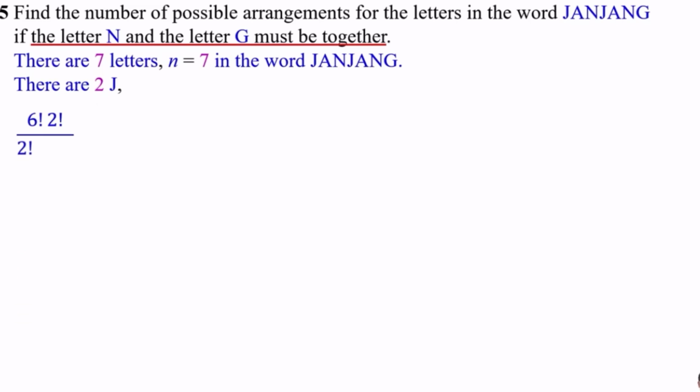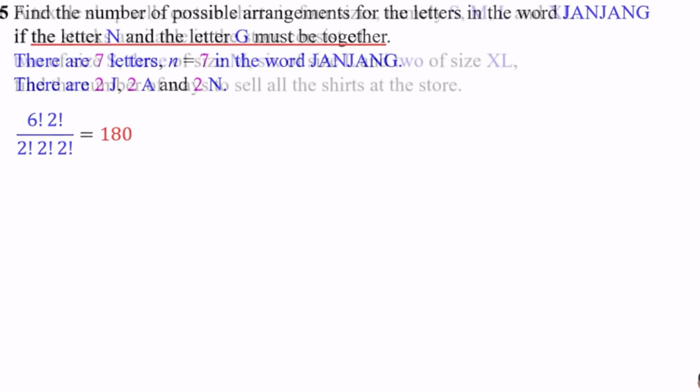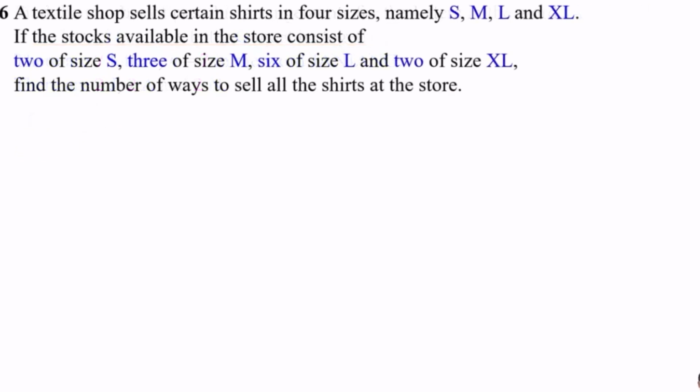So the total number of ways will be 6 factorial, because we have tied up the N and G to become 1. So it becomes 6 factorial times 2 factorial, because of the 2 ways of arranging N and G. But due to identical letters A, J and N, we need to divide by the number which are identical. So the answer will be 6 factorial times 2 factorial divided by 2 factorial divided by 2 factorial divided by 2 factorial. Answer is 180. Question number 6.